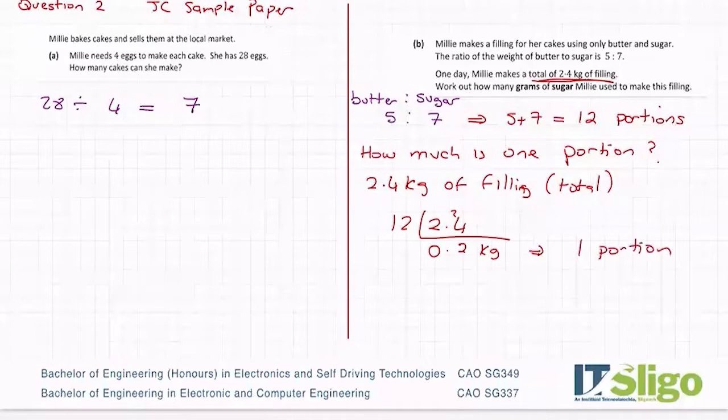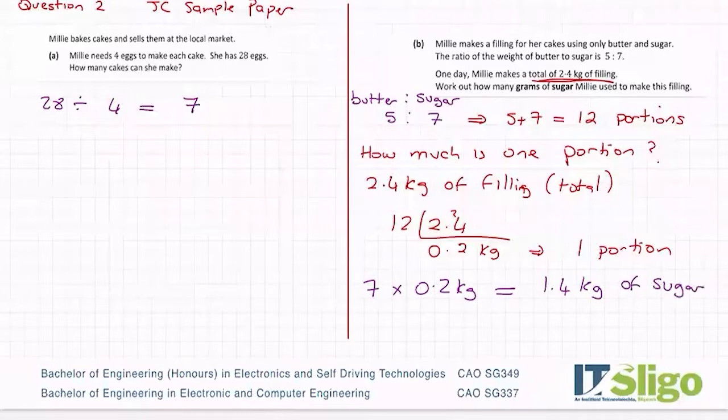Okay, and then if you go back to the mixture and you look at how much butter to sugar is there, you'll see that it's 5:7. So you come to your question then and you go, well, how many grams of sugar is she using for her filling? So sugar is 7 portions out of that 12. So I would go 7 multiplied by 0.2 kgs, and I'm getting 1.4 kgs of sugar.